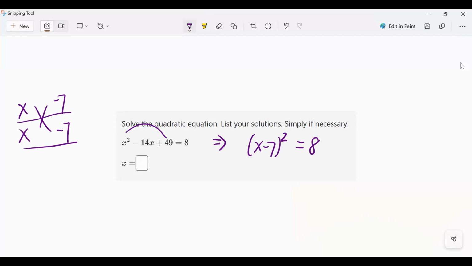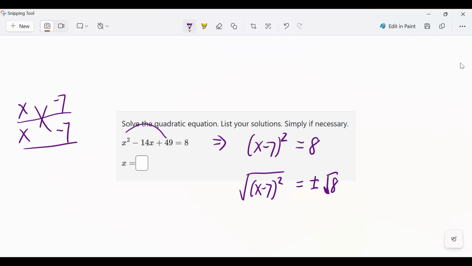So we're going to take the square root of both sides of the equation, right? We're going to do the square root of (x minus 7) squared. And on the right hand side, when you take the square root, you put plus or minus, because we do have two solutions here for the square root. Are you guys following so far? Did I lose anyone? No. Okay, very good.